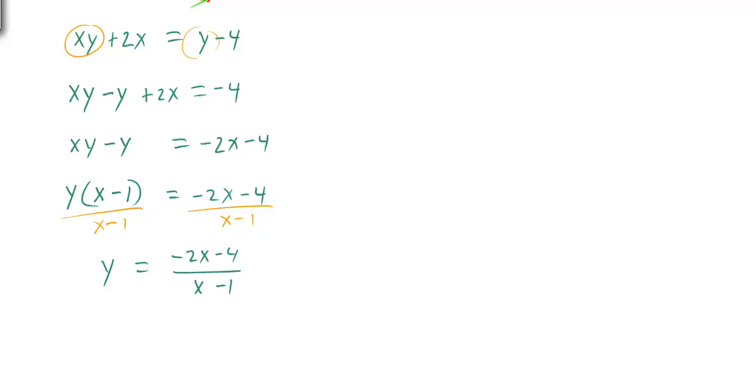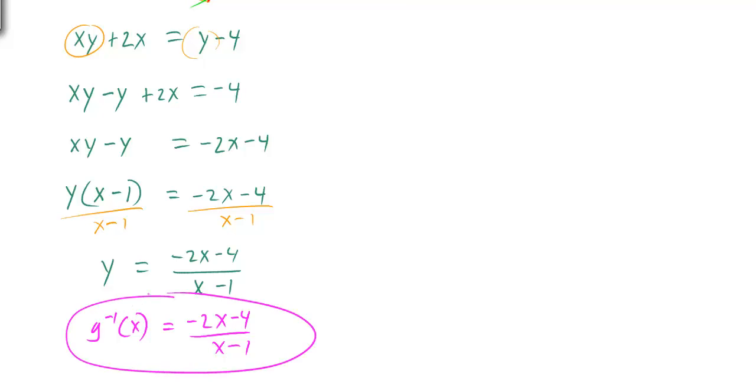And this here is our inverse function. So we could write the inverse function here as negative 2x minus 4 over x minus 1. And there's your answer. Now, pay close attention.